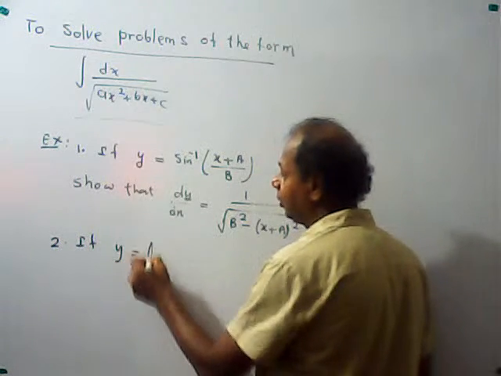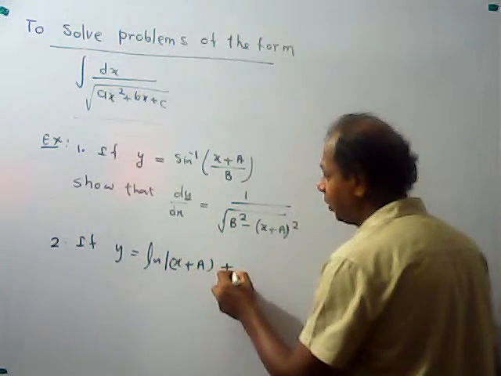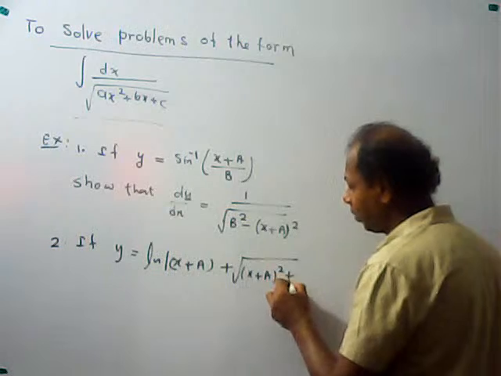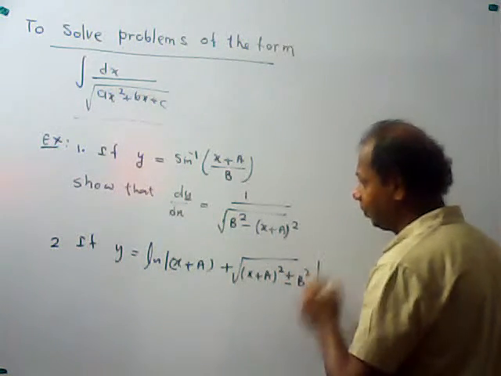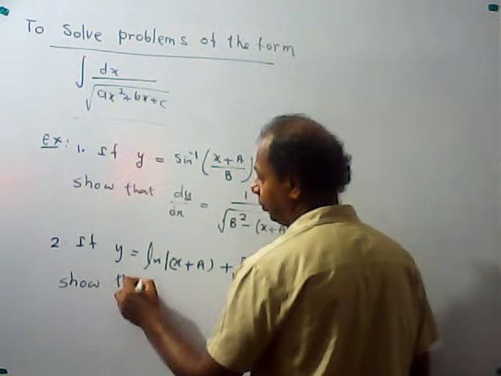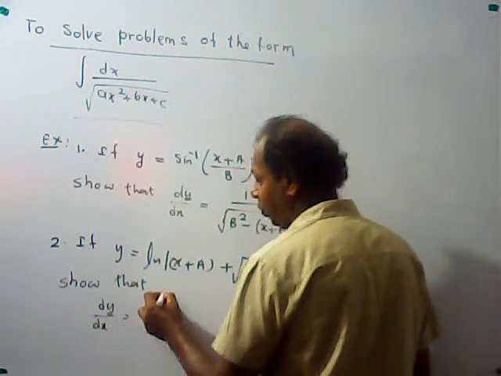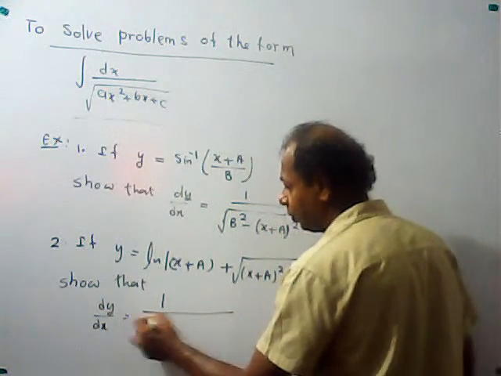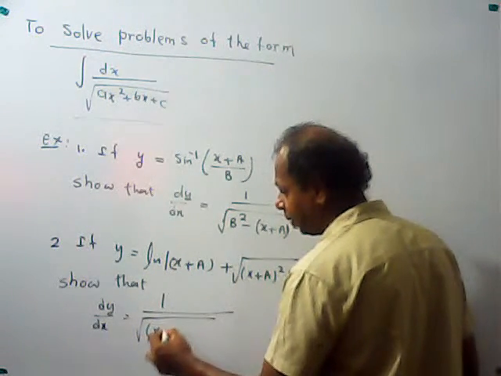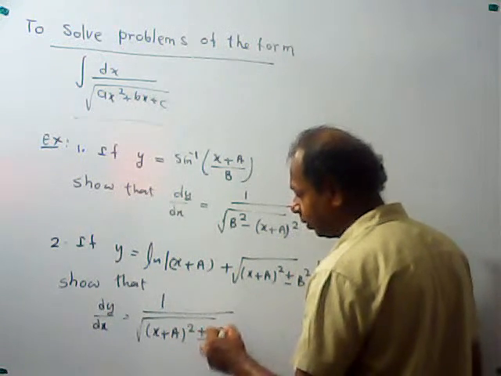Y equals ln mod of x plus some constant a plus square root of x plus a squared plus or minus some constant b squared here. Show that dy by dx is equal to 1 over square root of this thing, square root of x plus a squared plus or minus, no matter whether it is plus or minus, b squared.